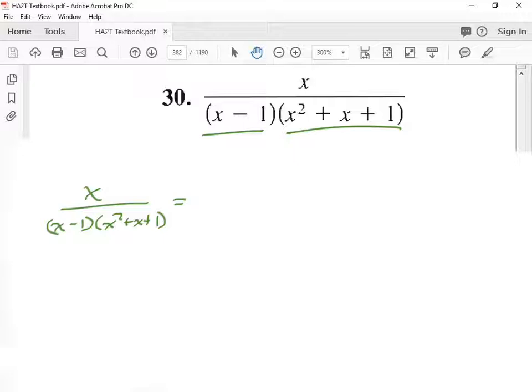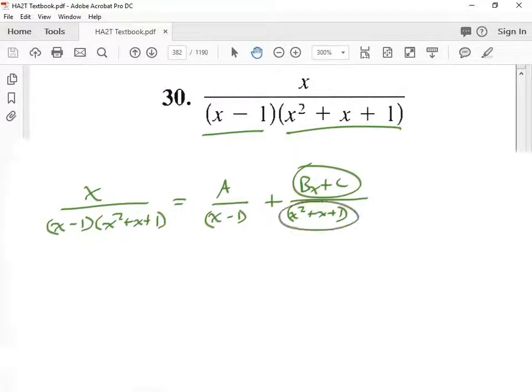And on the other side, we're going to put a factor on the bottom of each of these. So we have x minus 1, and then we have x squared plus x plus 1. For above this one, we just have to put an A on top. But above this one, we have to put a Bx plus C. Why? Because it has to be 1 degree less than the denominator.